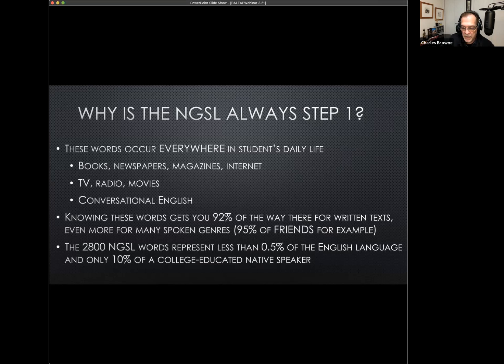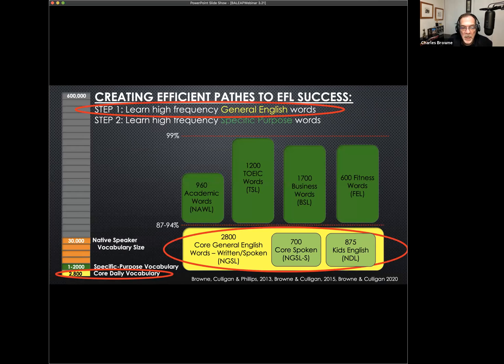So getting those core general English words in, as well as the special purpose words, putting those two together makes it very powerful, because it helps the students to deal with English in their daily lives, as well as in their field of study, their specific field of study.